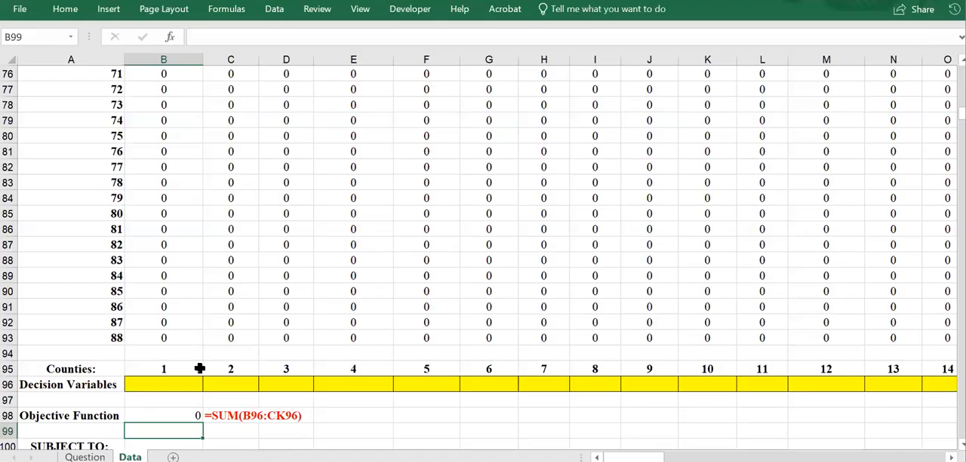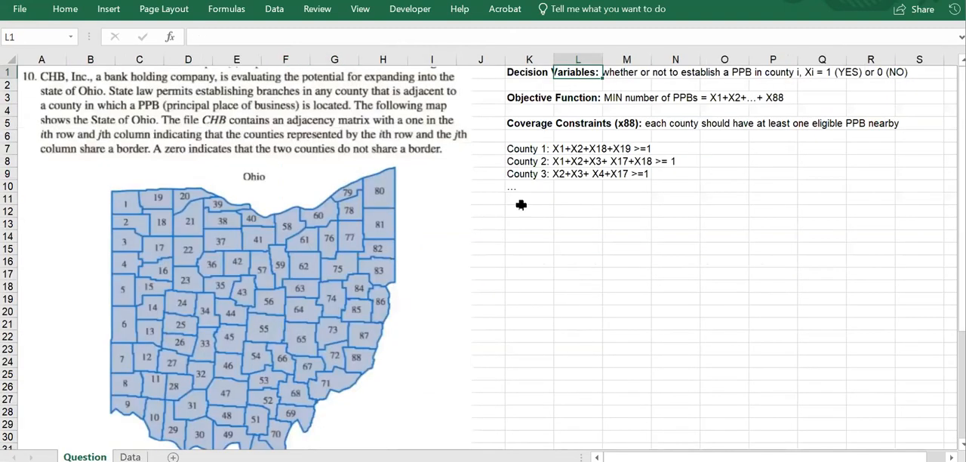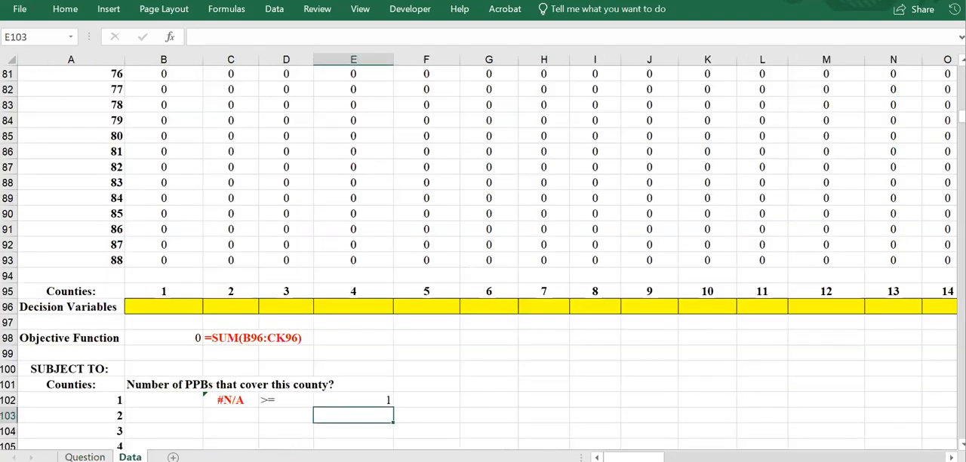Now let's talk about the constraint. For each county, we need to have at least one eligible PPB that can cover that county. So for county 1, we said the decision variable for county 1 itself plus the decision variables for all its neighbors, the sum of them should be greater than or equal to 1. All right, so we had this right here: x1 plus x2 plus x18 plus x19 greater than or equal to 1.